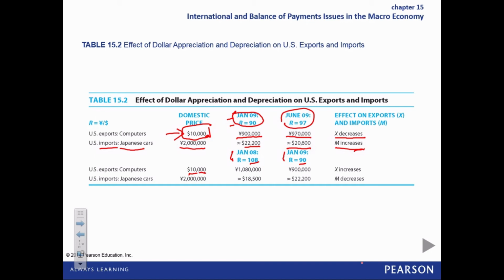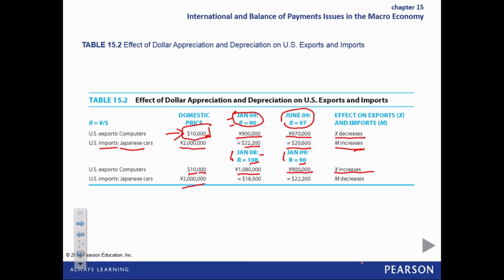That same $10,000 computer that was manufactured in the United States, in January of '08, was 1,080,000 yen. In January of '09, that same computer all of a sudden is 900,000, right? That's 180,000 yen cheaper to the Japanese. So the Japanese would increase their demand for these computers. So that means our export would increase.